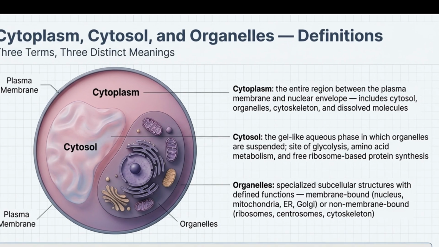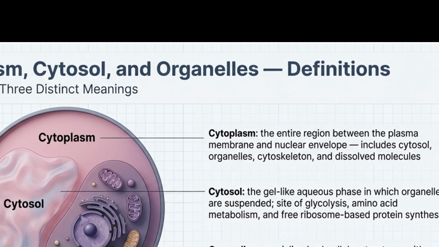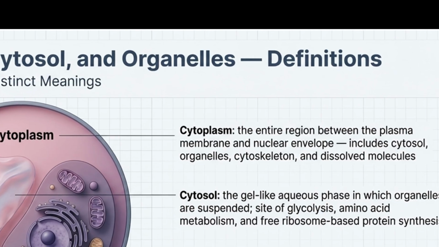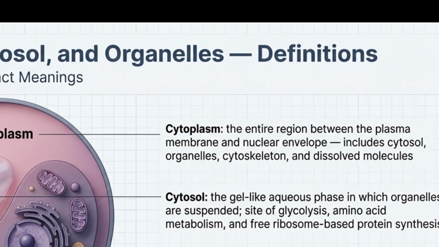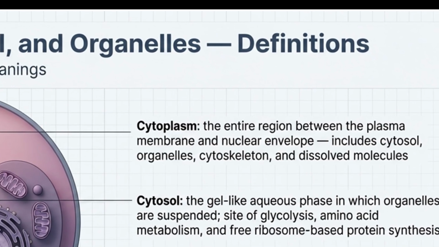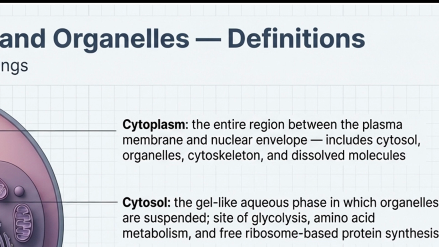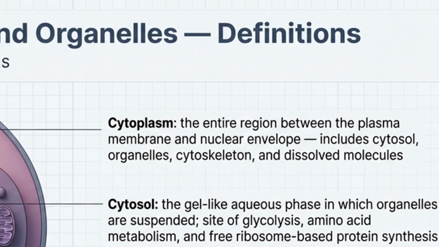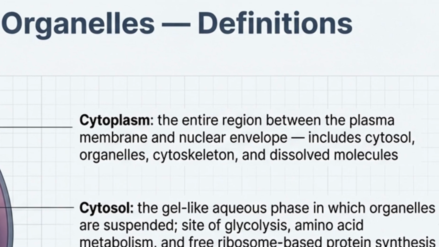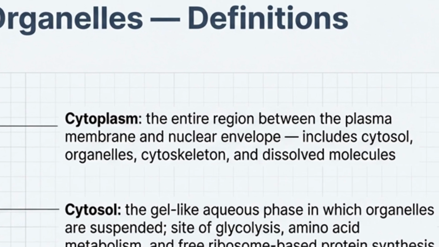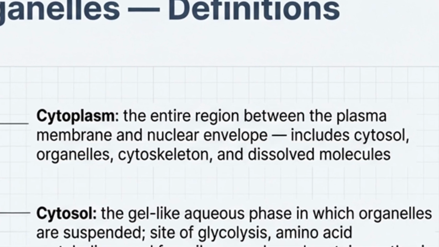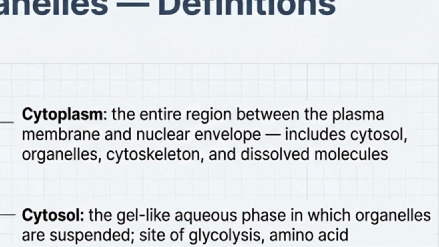Let's build clear definitions. Cytoplasm is the broadest term. It refers to the entire region between the plasma membrane and the nuclear envelope. Everything inside the cell that is not inside the nucleus is cytoplasm. That means cytoplasm includes organelles, the cytoskeletal network, dissolved molecules, and the fluid phase in which all of these are suspended. When you describe a vacuole in an oocyte as a cytoplasmic inclusion, you are using the term correctly. You mean it is located within the interior of the cell.